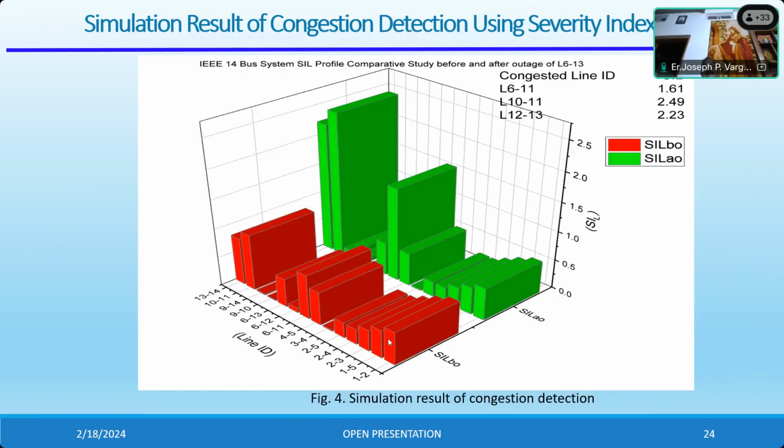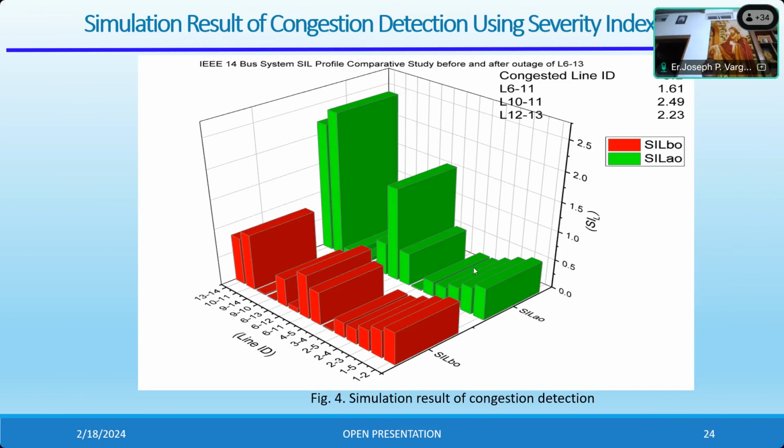This is the simulation result of the severity index of the line and the system. This represents the severity index before outage. After outage of L6-13, we know that the severity index of the transmission lines has increased, especially these three lines I told: 6-11, 10-11, 12-13. The severity index has tremendously increased to a value above 1. Hence, these three lines are getting congested. In the base system there is no congestion, and we have managed congestion here by rescheduling the generators. In this case, due to outage, congestion is there.